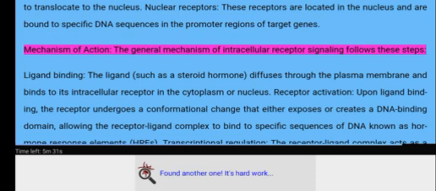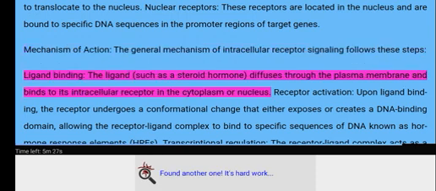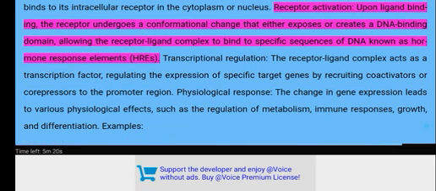Mechanism of action. The general mechanism of intracellular receptor signaling follows these steps. Ligand binding. The ligand, such as a steroid hormone, diffuses through the plasma membrane and binds to its intracellular receptor in the cytoplasm or nucleus. Receptor activation. Upon ligand binding, the receptor undergoes a conformational change that either exposes or creates a DNA binding domain, allowing the receptor-ligand complex to bind to specific sequences of DNA known as hormone response elements (HREs).